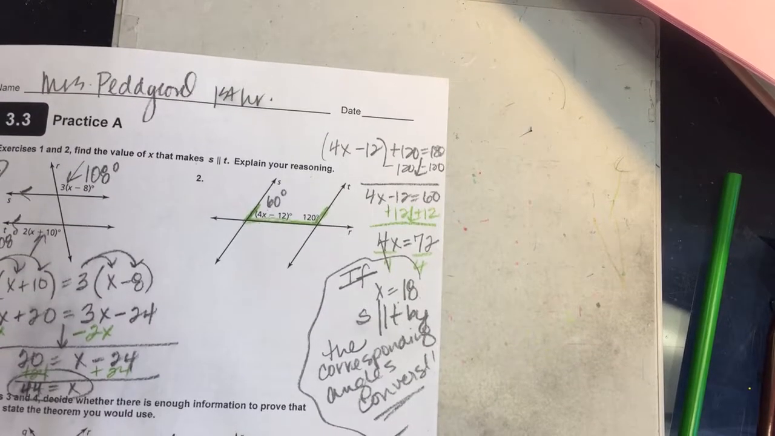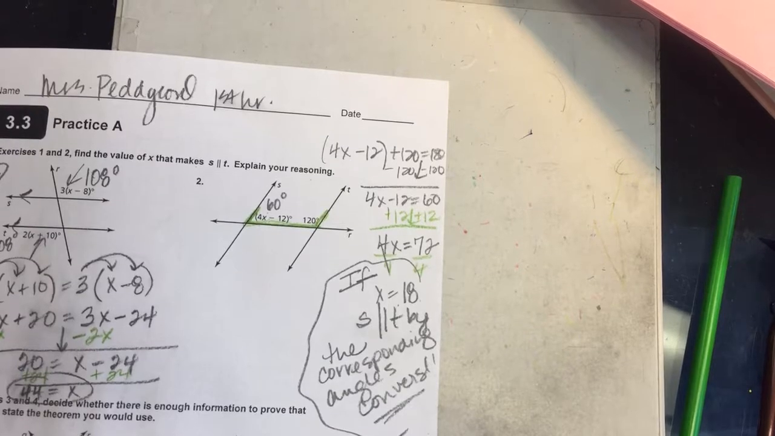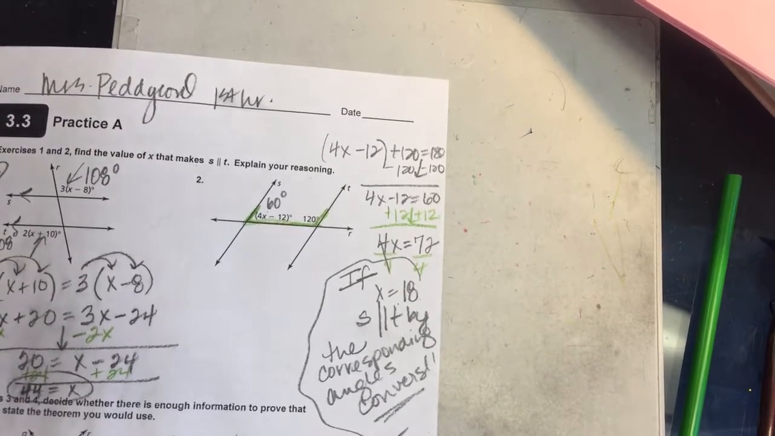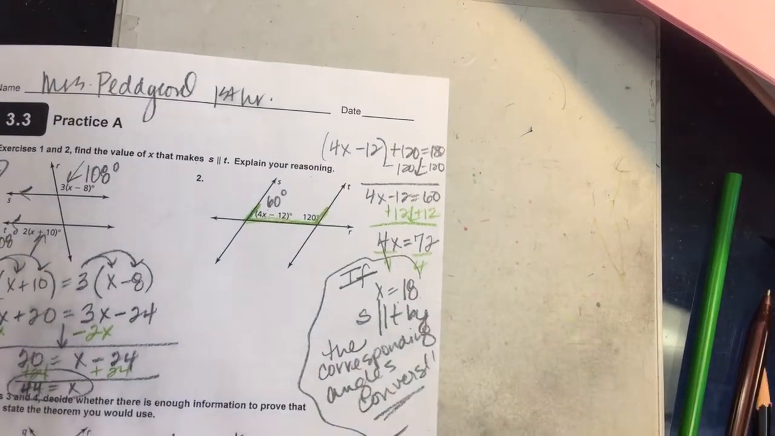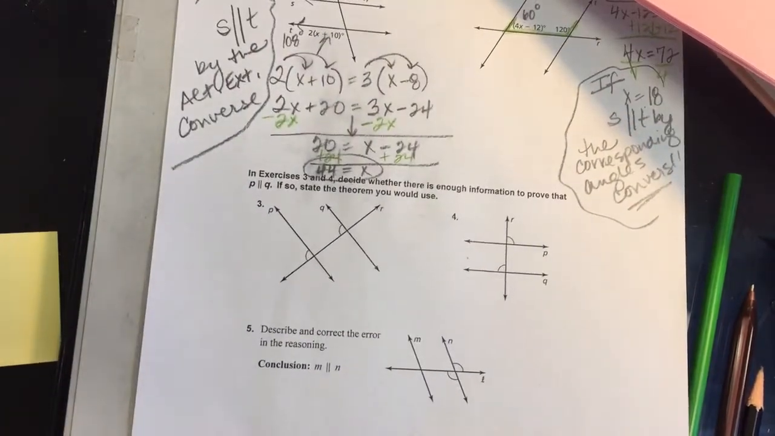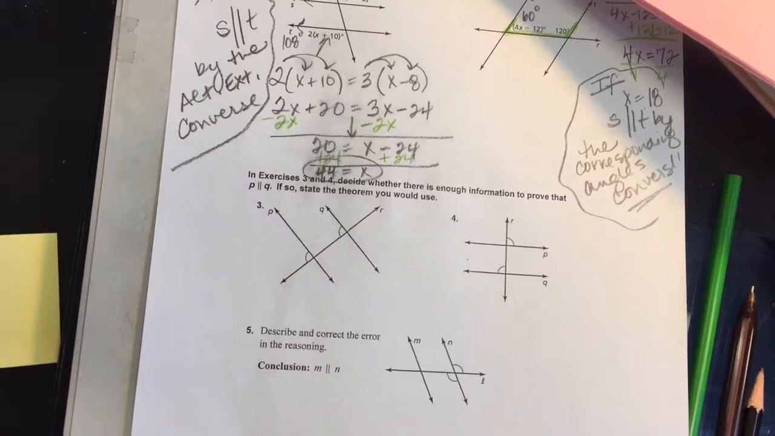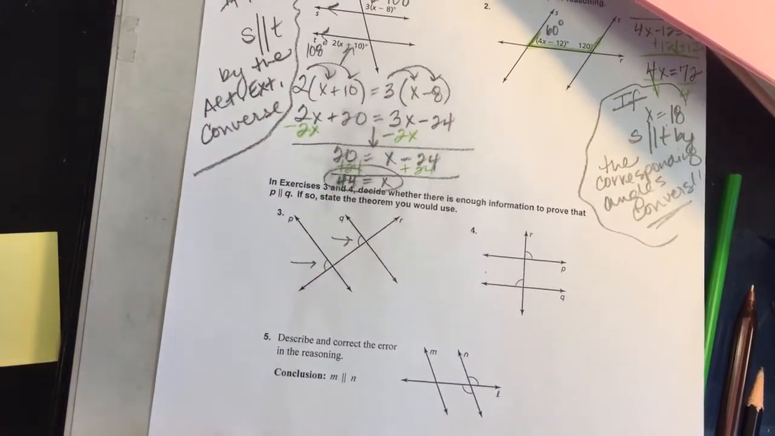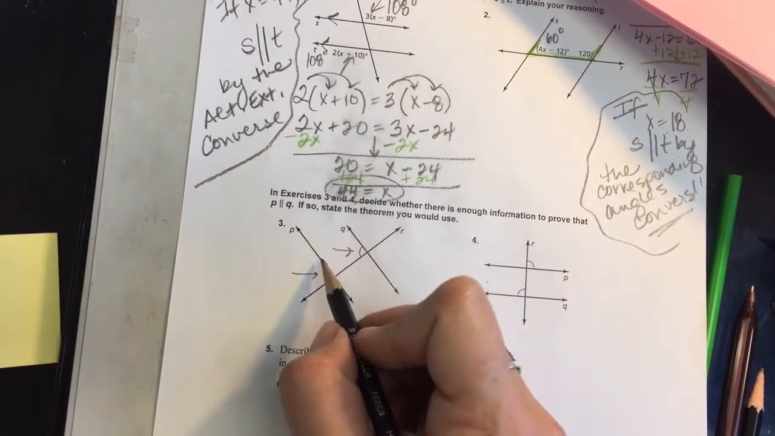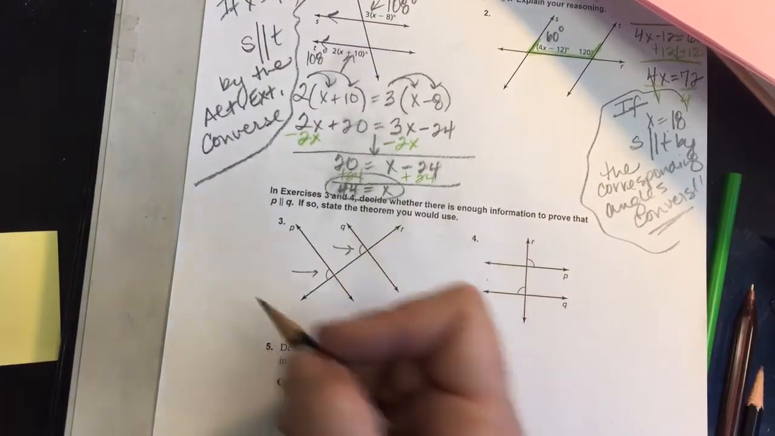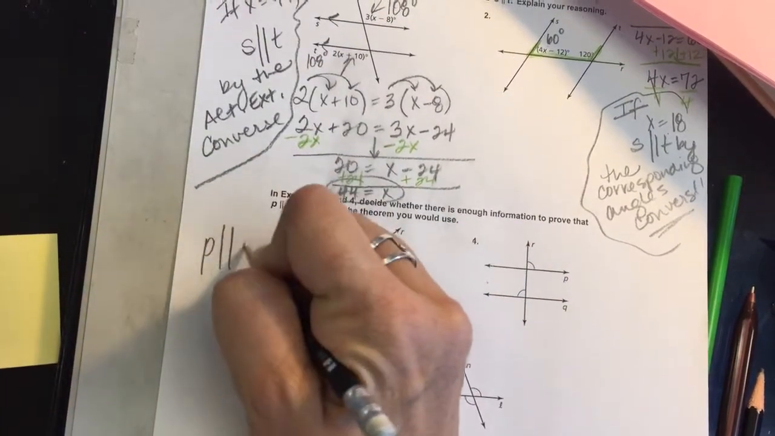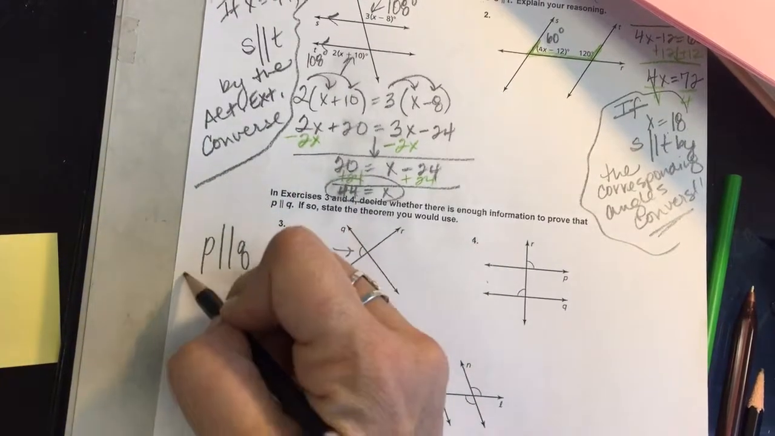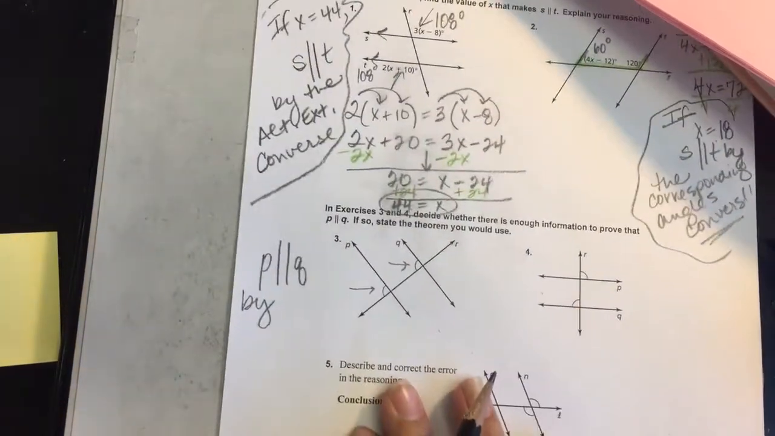Now, just looking at the next 2 problems. Is there enough information to prove? This is all about, well, if we know that angles are congruent, all these theorems were the converses. When I look at these 2 angles right here, these guys are corresponding angles. And what I know is I can decide if there's enough information. Yeah, sure, P is parallel to Q in number 3 by the corresponding angles converse.